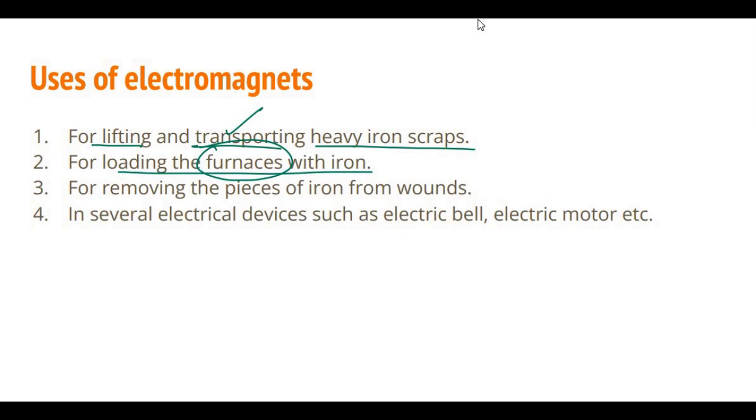Third point, for removing the pieces of iron from wounds. Okay, sometimes, you know, if some person has got a wound where a lot of small pieces of iron have entered the flesh in his body and have got inside into the flesh. So how do you take out those pieces of iron? We can use electromagnet. A very strong electromagnet is brought near that wound and that strong electromagnet is capable enough of extracting the small pieces of iron from deep wounds also, because electromagnet is very powerful. It has a strong magnetic field, so it can draw out those pieces of iron from the wound.